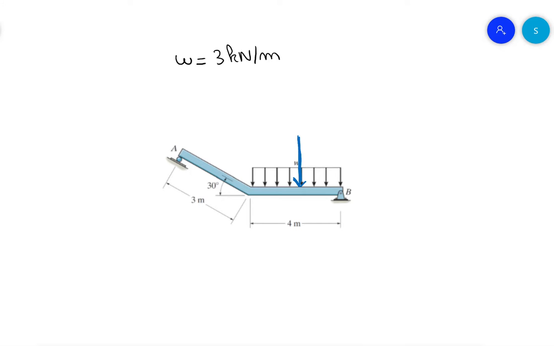And it will be equal to 3 times 4. It will be equal to 12 kilonewton. And that will be at 2 meters from both sides. But we will use the moment from B. So let's put it this way. And the reactions are there.